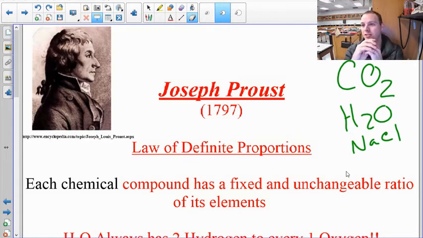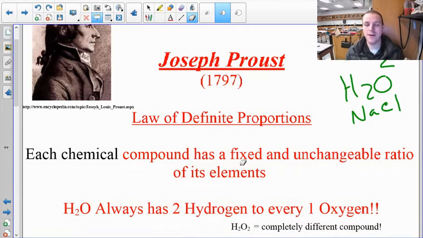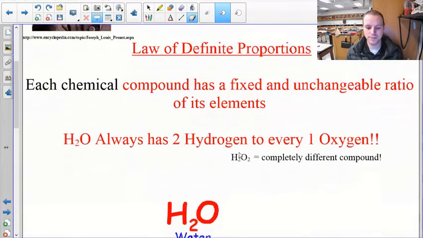And so Proust is like, all right, let's get a little bit of water from all these different European countries. We're going to take them to the lab, and we're going to test experimentally whose water is the best. And you know what he found? Everybody's water had 2 H's and 1 O. Every single molecule of water was 2 H's and 1 O. And so he realized, okay, every chemical compound has this fixed and unchangeable ratio. There's nothing you can do about it.